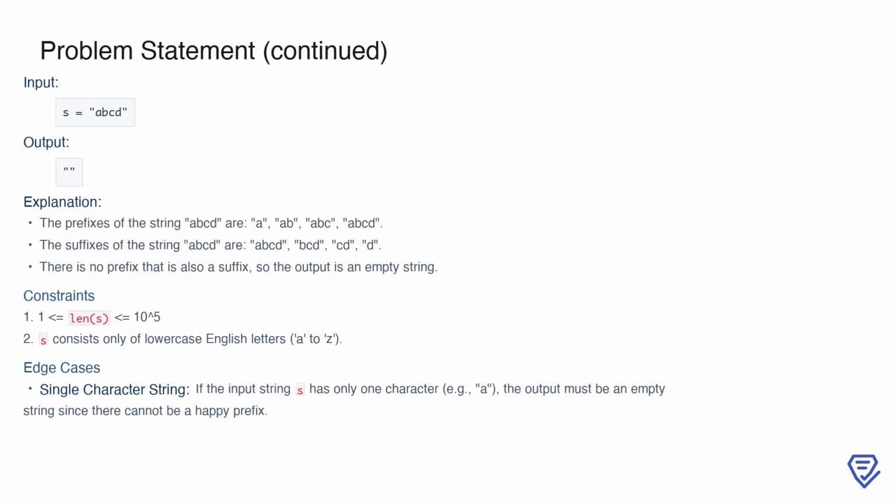Now, let's take another example. If the string s equals abcd, the prefixes are a, ab, abc, and abcd, while the suffixes are abcd, bcd, cd, and d. In this case, there is no prefix that matches any of the suffixes, so the longest happy prefix doesn't exist, and the output is an empty string. This demonstrates that not all strings will have a happy prefix. Additionally, the constraints specify that the string length can go up to 100,000 characters and will only contain lowercase English letters. This means that our solution must be efficient enough to handle larger inputs.